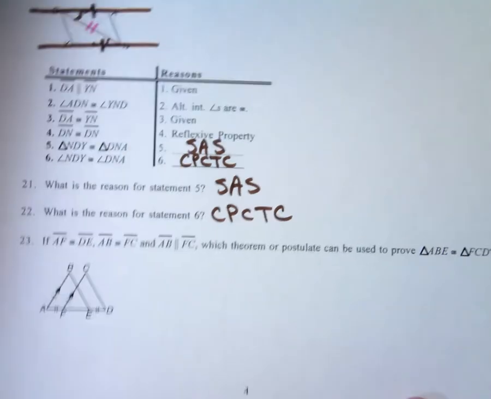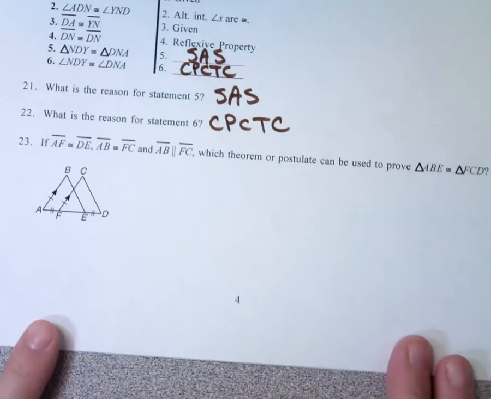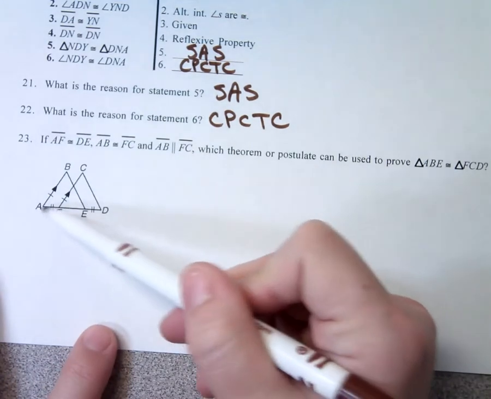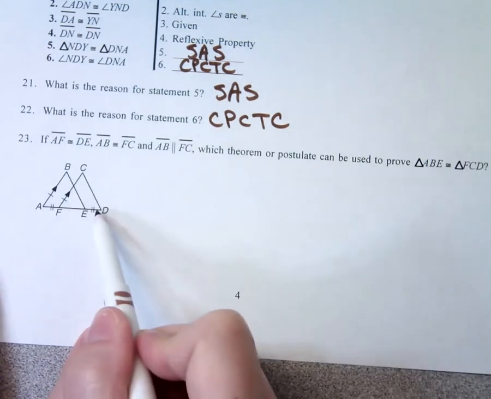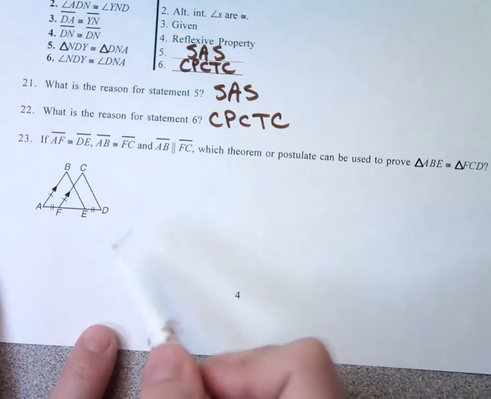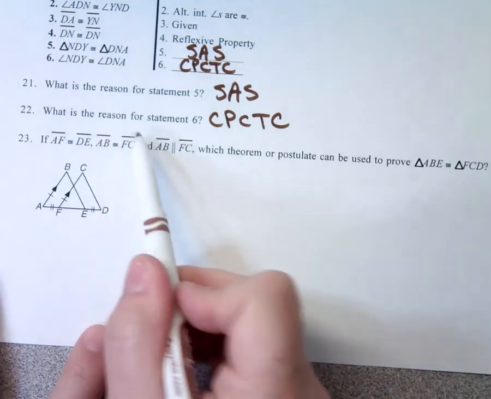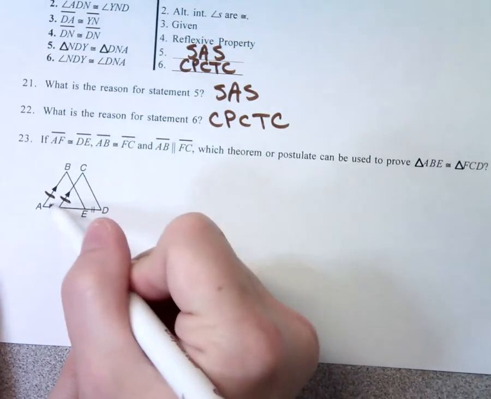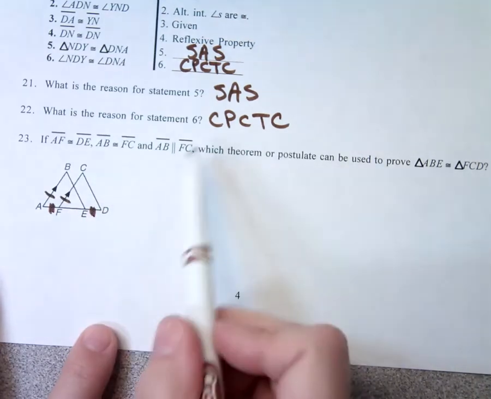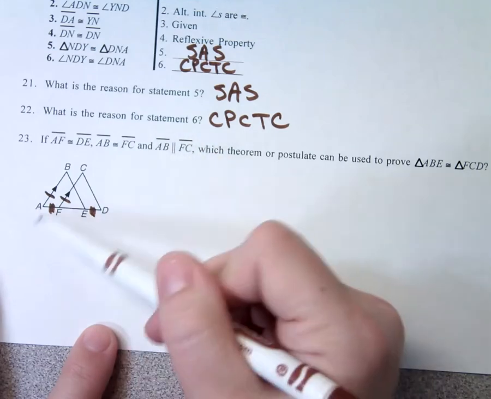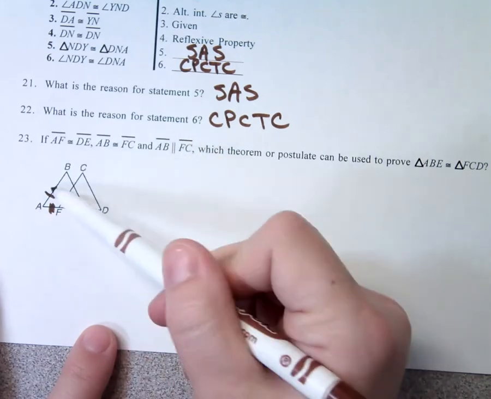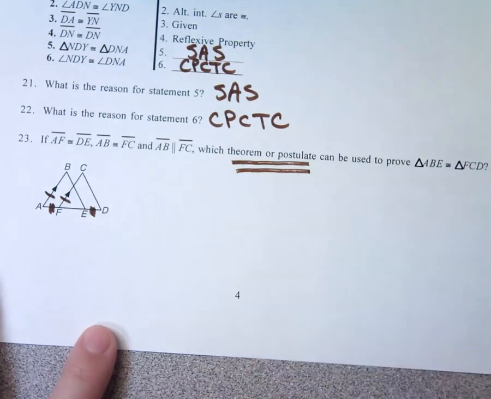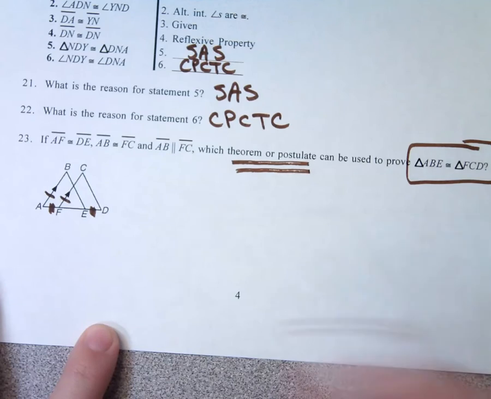Okay, 23. This picture looks a little complicated, so let's just work through it. It says AF is congruent to DE, so we see 2 little ticks and 2 little ticks. It says AB is congruent to FC, so I do see a tick there and a tick there. And then it says that AB is parallel to FC, which is what the arrows are for. So it says, which theorem or postulate can be used to prove that these two triangles are congruent?